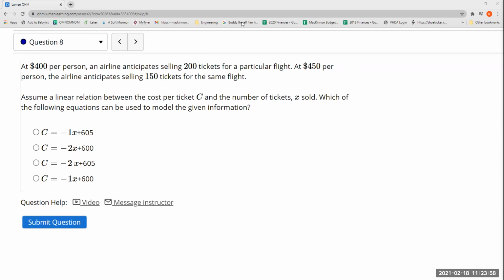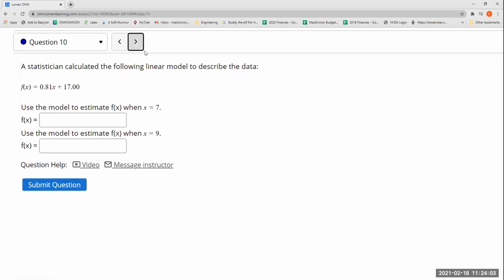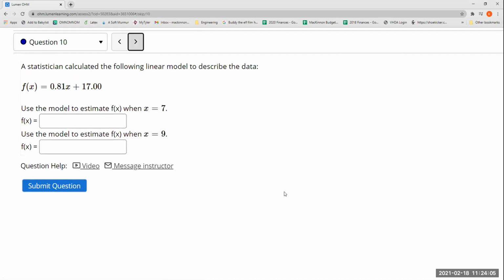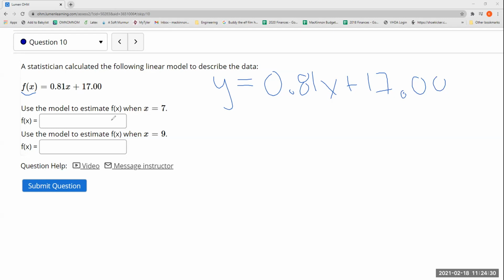All right, let's take a look at problem number 10. So we've got a statistician. They're typically a lot of fun to hang out with. And this f of x really just is a fancy way of saying y. Okay. If you take my pre-calc class, we'll spend a lot of time talking about that. If you don't, it's probably for the best.